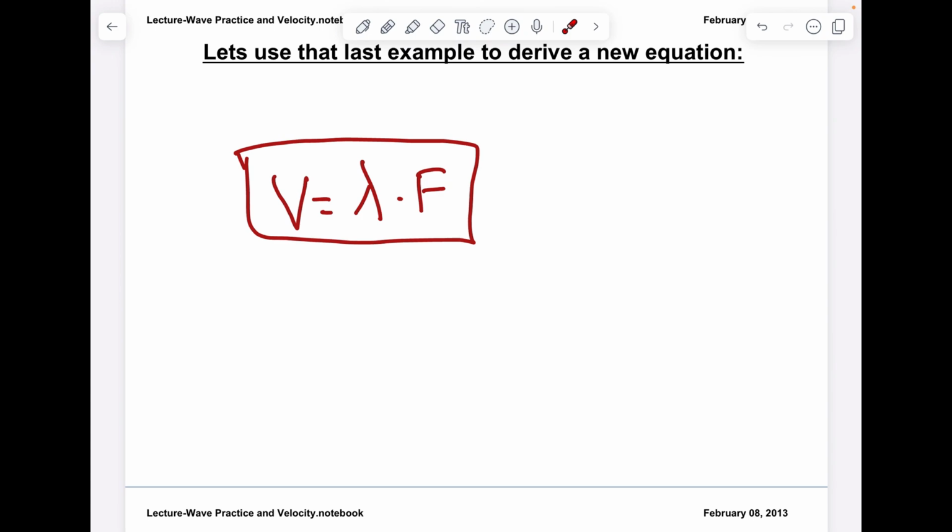So stay tuned. I'm going to throw on a quick demo here with the Slinky to illustrate this exact point about the relationship between velocity, wavelength, and frequency. After the video, jump into the formative and complete these set 2 questions. Thanks for watching.